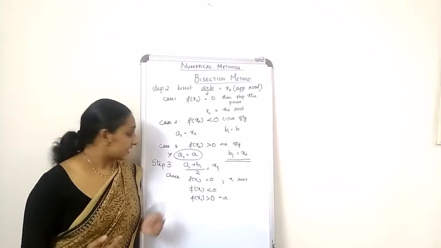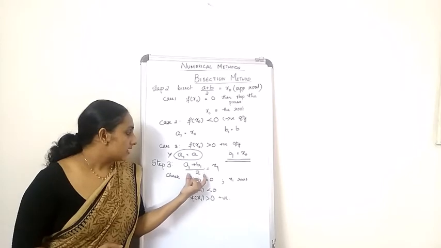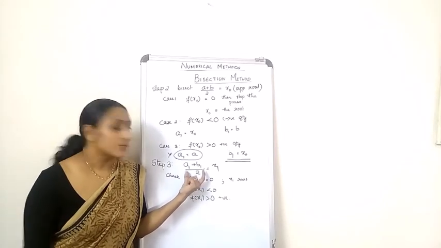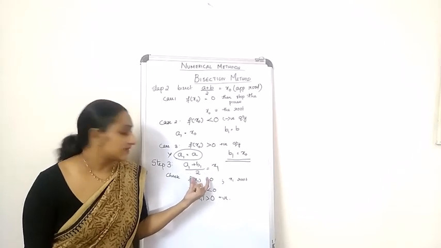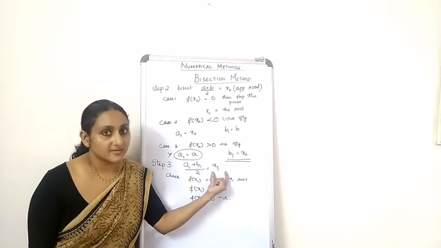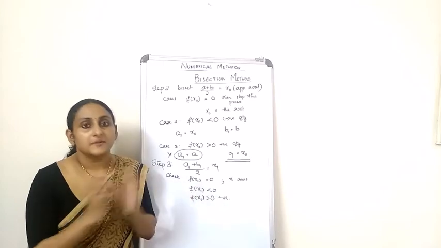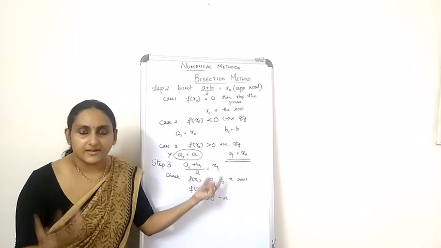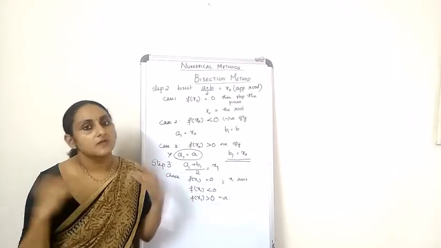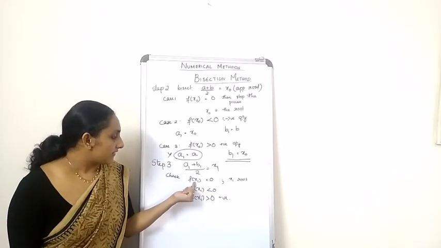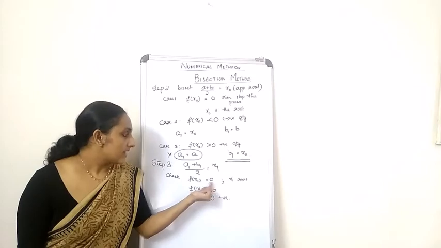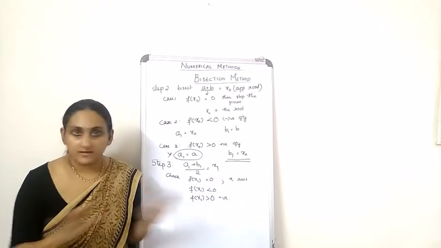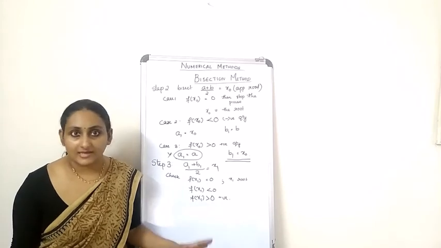Step 3 is to bisect the new interval, that is A1 plus B1 divided by 2, and I'm going to assign it to x1. It is a root, but I'm not sure which root it is. Is it an approximate root or is it an exact root? We have to find that out. Now if f of x1 is equal to 0, which means that x1 is the root, stop the process here itself and you can declare the answer.